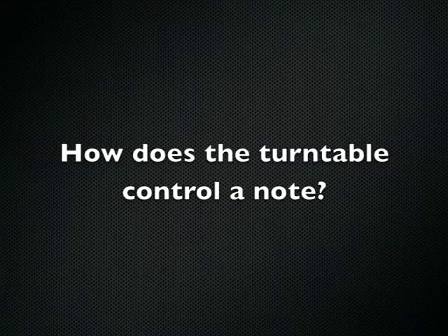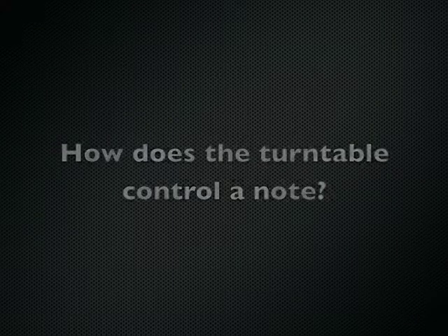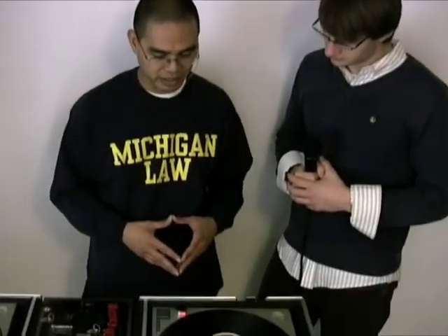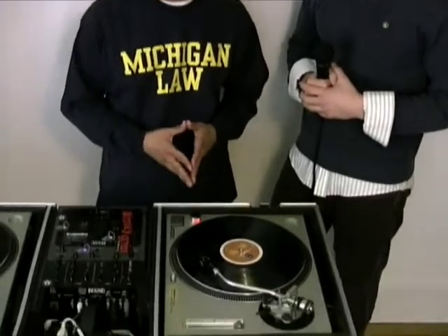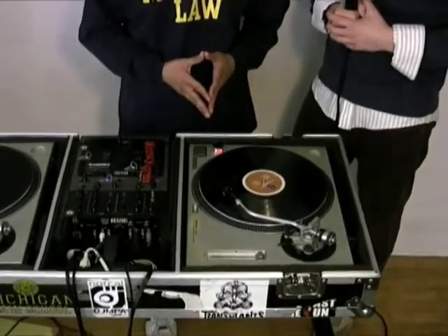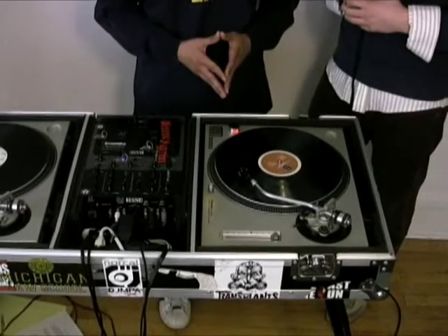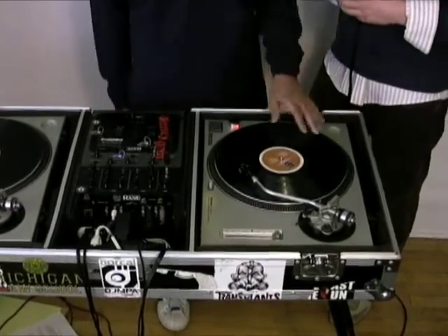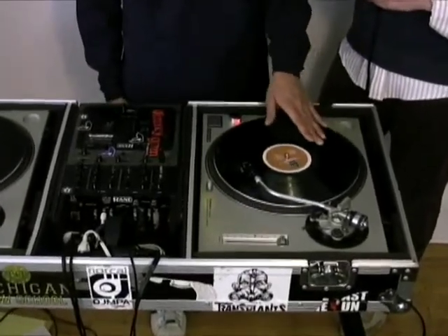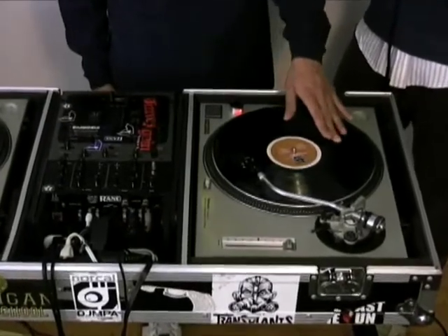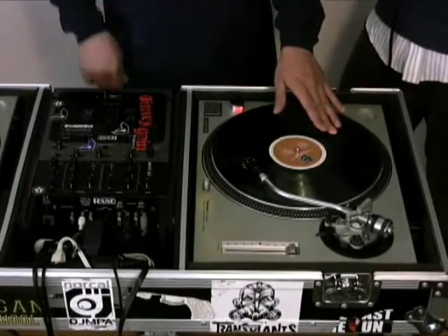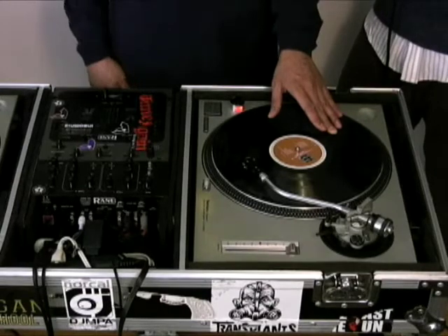Could you explain to us how the turntable can control the time or duration of music? Sure. There are several ways that you could control the note duration. The first way is just by controlling the amount a record plays manually. I can make short notes by doing this baby scratch slow, or I could move the record a longer way and make long notes.